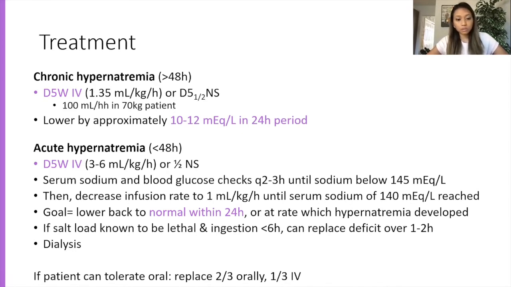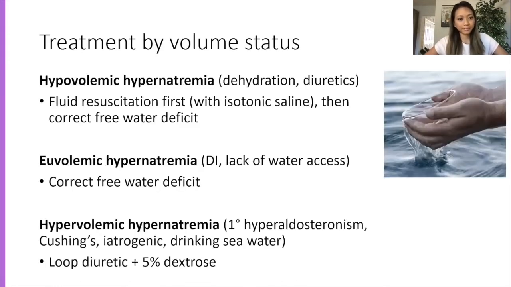If the salt load is known to be lethal and ingestion has been in less than 6 hours, you can actually replace the deficit over 1 to 2 hours, which is very quick compared to hyponatremia. If the patient can tolerate oral, replace 2/3 of the free water loss with the equation I just mentioned orally, and then 1/3 IV. Okay, so hypovolemic hypernatremia: fluid resuscitate first with isotonic saline, then correct their free water deficit. If they're euvolemic, just correct the free water deficit. If it's hypervolemic hypernatremia, give them a loop diuretic and then 5% dextrose.